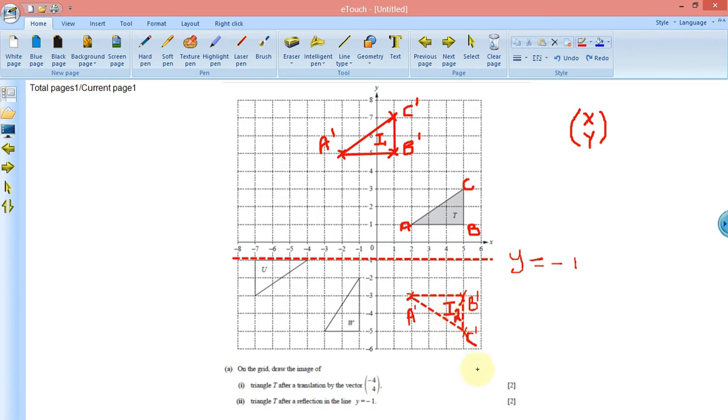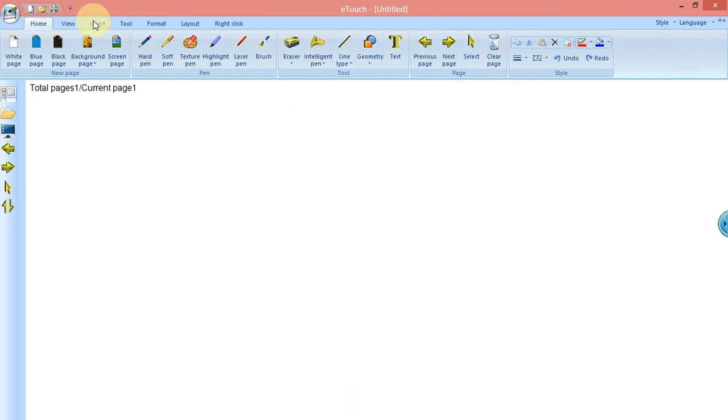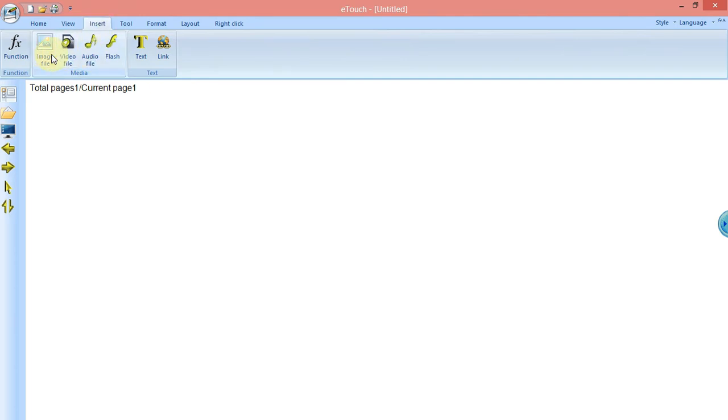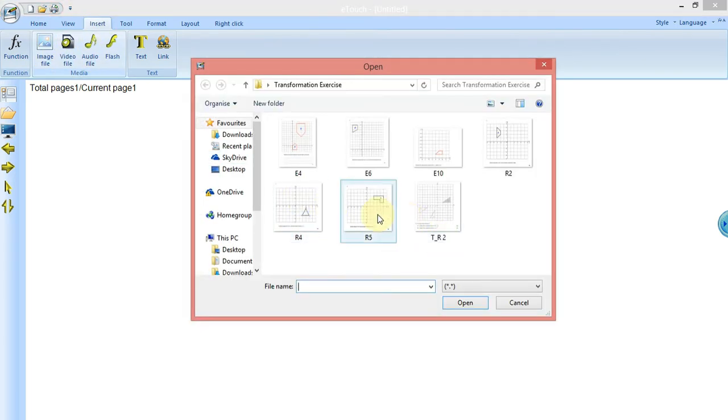So we are through with the first two subtopics in transformation. So let's go to the next two, that is enlargement and rotation. So I can clear my board now. Let me import the enlargement questions now. For enlargement, we have a lot of questions here. Let's just go for E10.